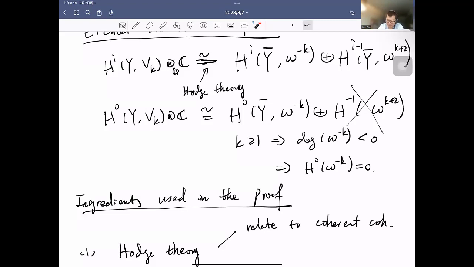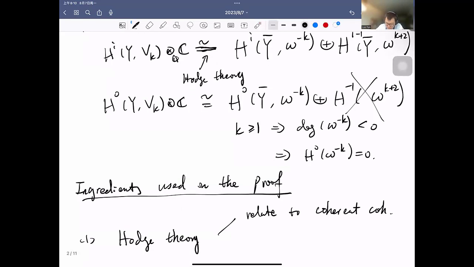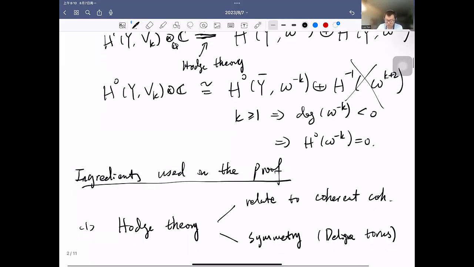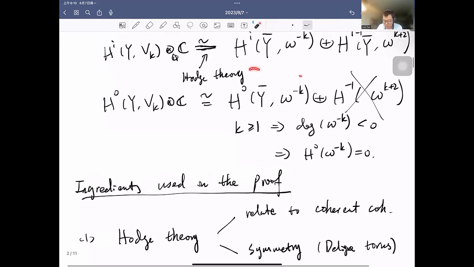this decomposition. So another way to think about this is that there's some symmetry for this cohomology group, coming from Hodge theory. As I mentioned, one way to think about this is that there's the Deligne torus acting here. So this is for this decomposition.